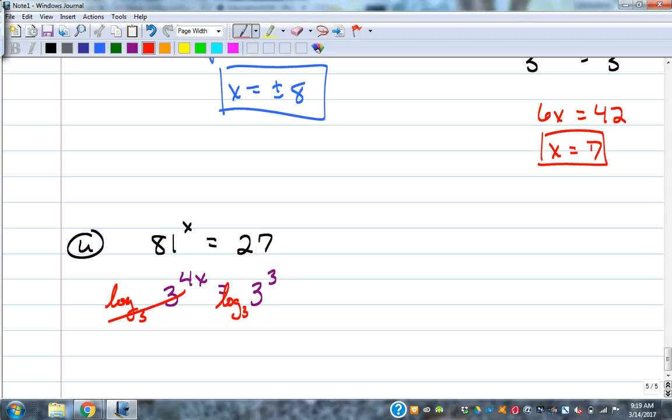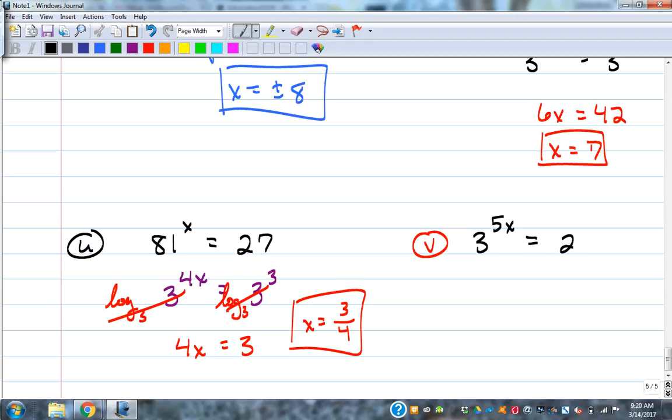This is really what's happening. So x equals 3/4. That's really what we were doing. We just didn't say we were using a log to get rid of it. That's not as important on this type of problem as it is on this problem where you have 3 to the 5x is equal to 24.